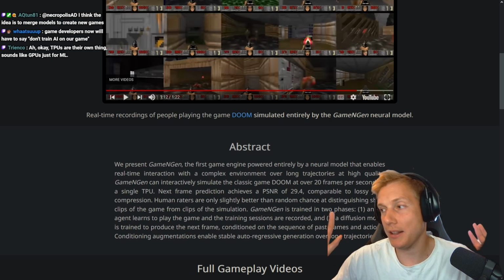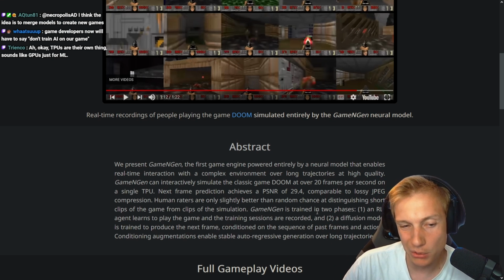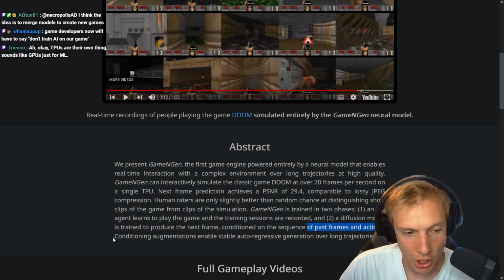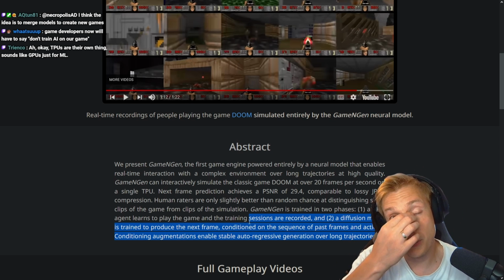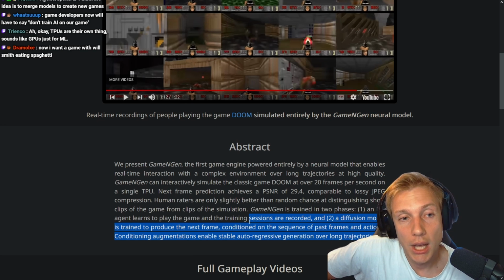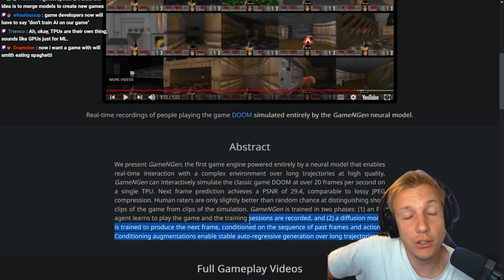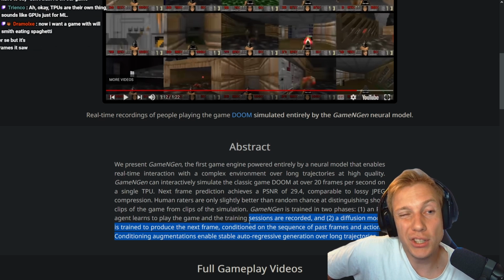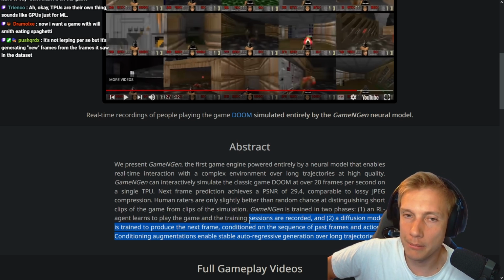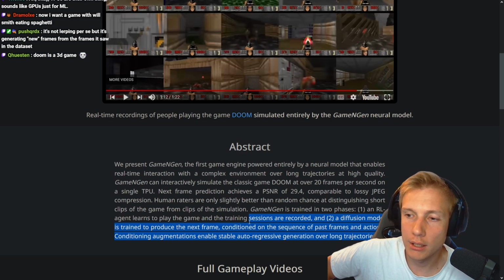So essentially, that's what I get from this, right? Maybe it's doing more. Conditioned on the sequence of past frames and actions. Conditioning augmentations enable stable auto-regressive generation over long trajectories. So I wonder if you can apply this to 3D games where you have real geometry in the future, and then it just records these 3D games, but you still need a game to record from, essentially. It's not creating a new game. It is just rebuilding an existing game.